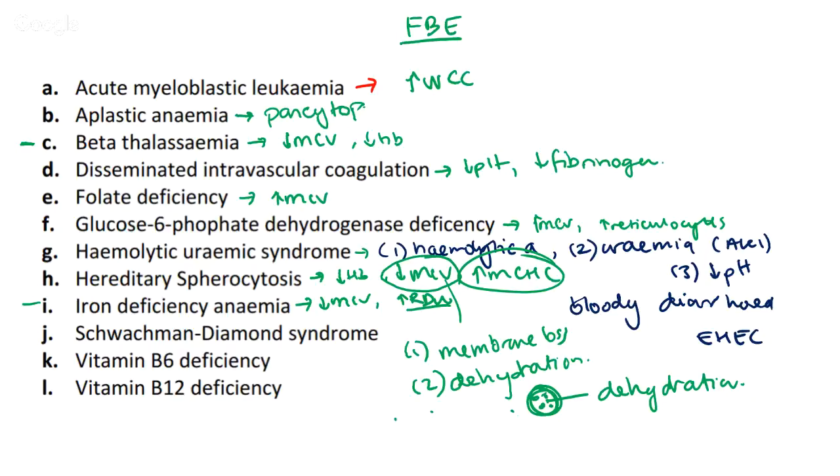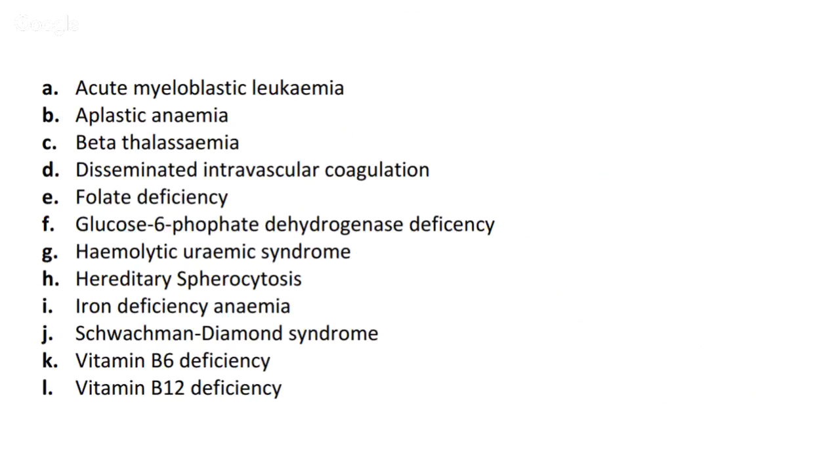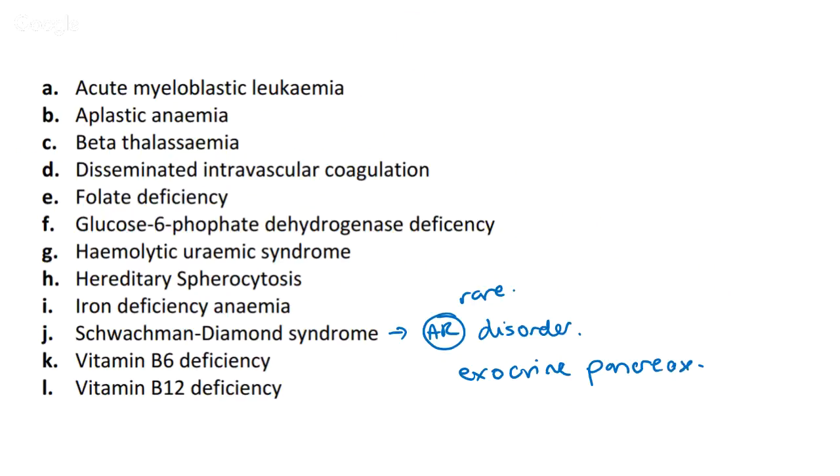Okay, what is SDS? Shwachman-Diamond syndrome. Quickly tell me about it. Exocrine pancreatic insufficiency, short stature, and pancytopenia. Okay, it's rare and autosomal recessive. You're absolutely correct. It affects the exocrine pancreas, and the only reason you need to know about it is because other than CF, which is the number one cause of exocrine pancreatic insufficiency, the number two cause is SDS. That's why you need to know about it.